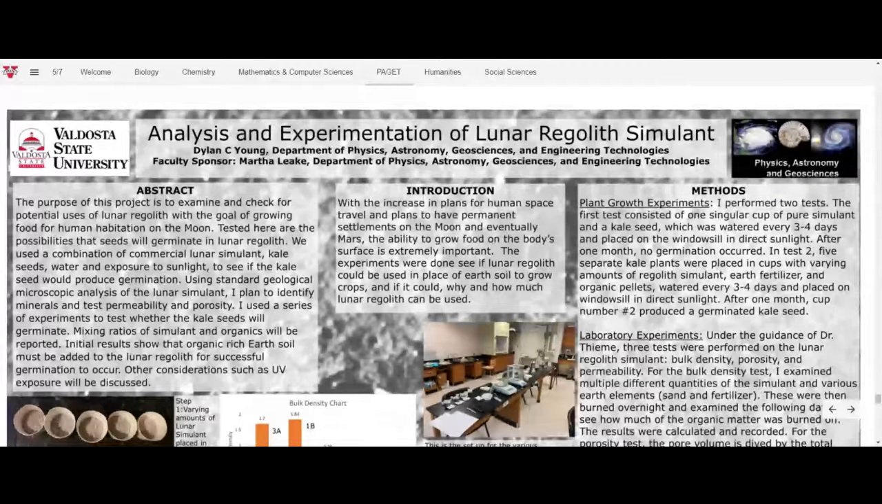We chose kale mainly because of the time constraints that we had on this. We did kale because it grows fairly fast compared to other plants, but also based off research that I conducted, it was able to grow in more types of soil than other plants, so it made sense to try that for lunar regolith.